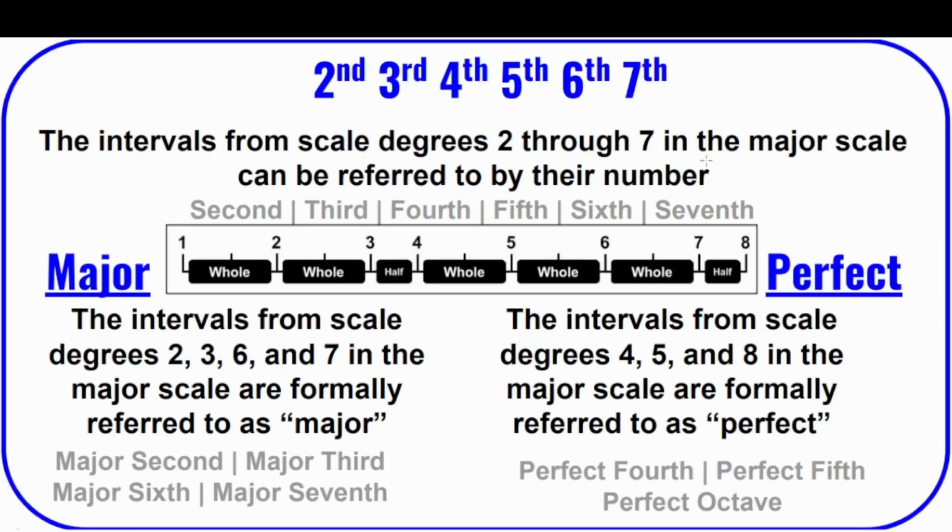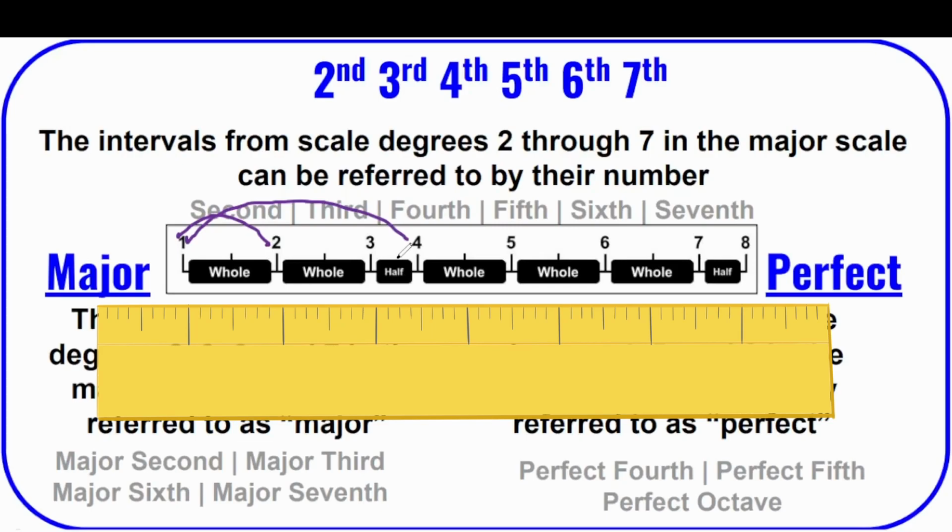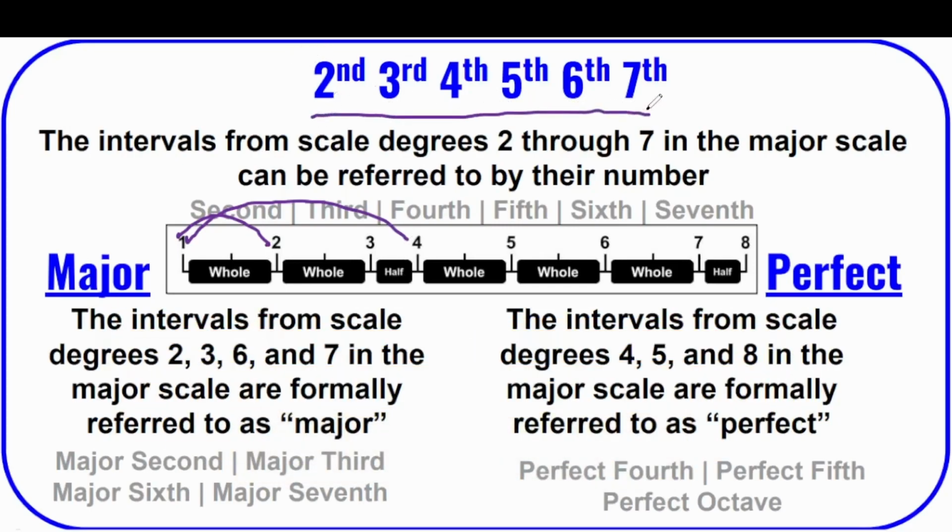to by their number. In other words, a distance from this note to this note can be called a second. Distance from this note way over here, that's 2 whole steps and a half step. However far that is, whatever notes we're talking about, that known distance, that yardstick, can be called a fourth. So second, third, fourth, fifth, sixth, and seventh. Don't say eighth. Remember that.